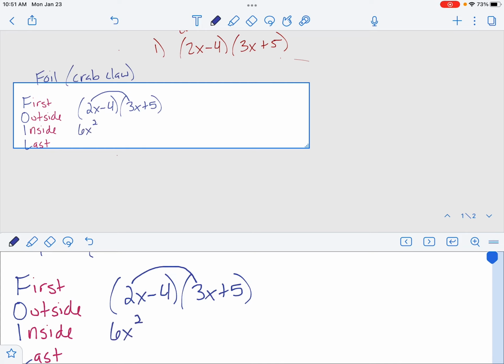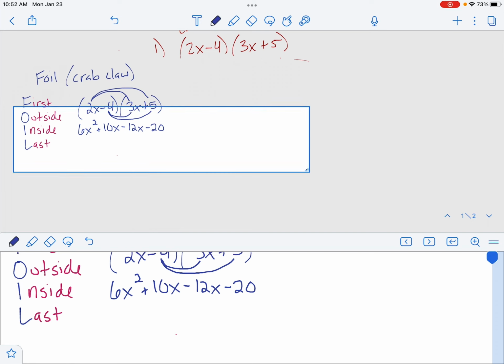That gives you 6x squared. Then outside, so 2x times 5, so plus 10x. Then I'm going to draw my next ones underneath, and you'll see why. Inside, so negative 4 times 3, so minus 12x. And then last, so negative 4 times 5 would be minus 20. Can you kind of see the crab claw that I drew with the loops?